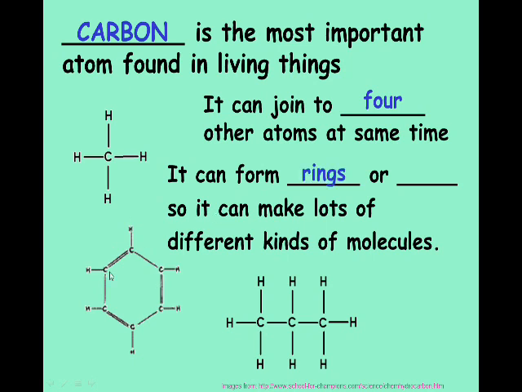It can form rings, carbon with carbons in the ring, carbon, carbon, carbon. It can make long chains by hooking lots of carbons together. So it's able to make lots of different molecules, and that makes it pretty important for living things because you have lots of different carbon molecules inside of you.